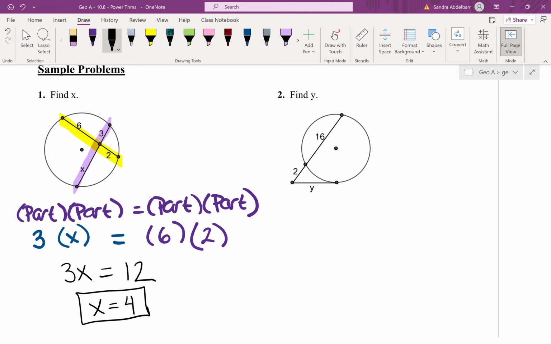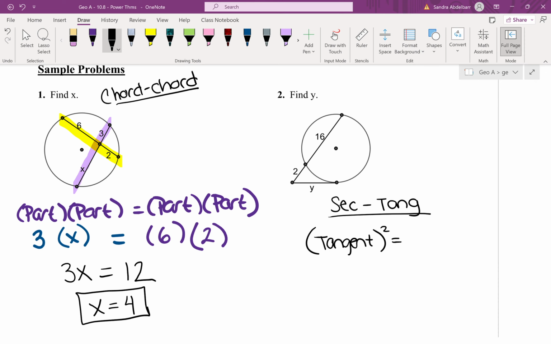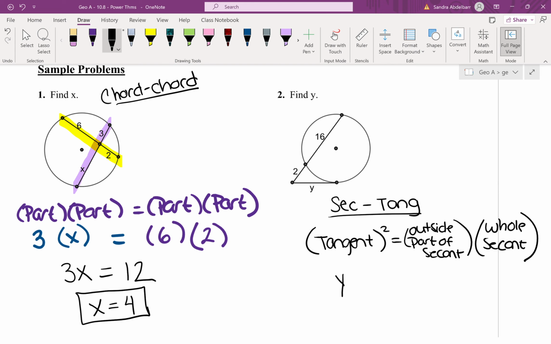All right, number two, again, you have to know what you're dealing with so you know which formula to use. So the first one, I'll write it out. This first one was chord-chord. What's the second one? Julia. Good. The second one is a secant tangent. And remember, for the secant tangent, we're going to say the tangent squared equals the outside part of secant times the whole secant. Hey, which one is our tangent here? What is it labeled as? Y. Our tangent is y.